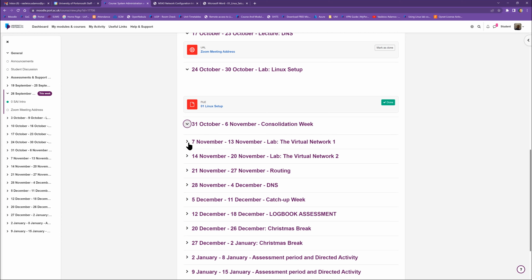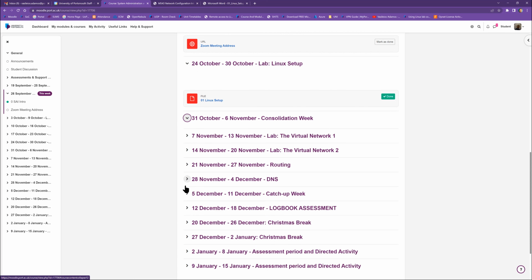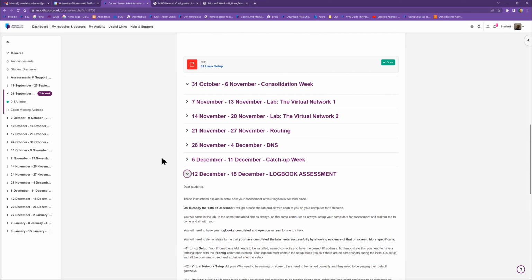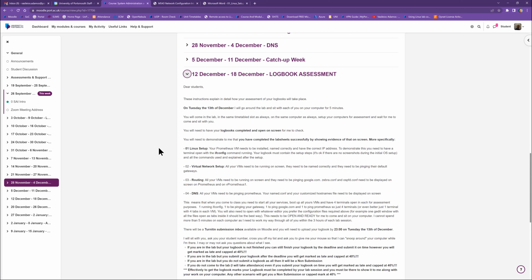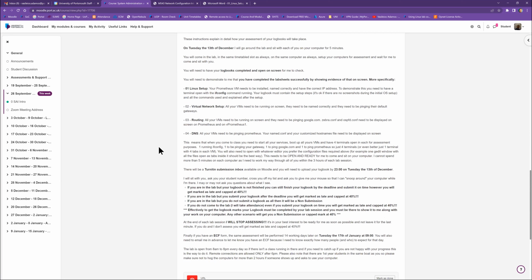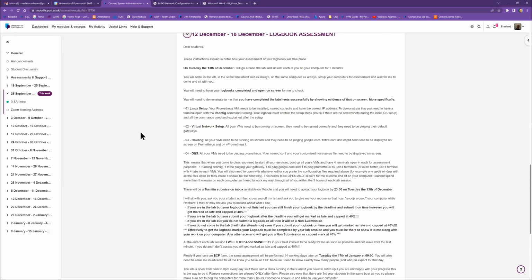And then we have the rest of the weeks. So they go to 7th of November and so on. There's a catch-up week on the 5th of December, where there's no new material being delivered again. And there is the last week before the Christmas break, which is the logbook assessment week. There are a lot of instructions about this. They are available already. You can read them on your own, and you can ask me about them later on. I will go through this process later on and closer to the date, and I will explain everything to you again. Okay, but it is here, so you can get a brief idea of what's going to happen on that particular day, the day of the logbook assessment.